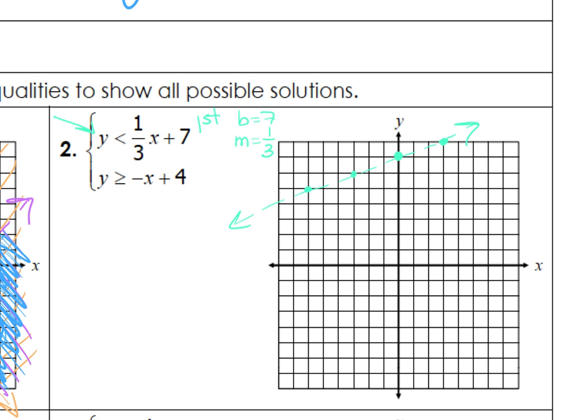Christian, which direction are you going to shade this one? Y is less than 1/3 x plus 7. Below it, okay? Less than, go lower on your y. So you're going to go down here with your shading, okay? Fill the whole box. Whatever portion needs to be shaded, shade that whole thing.